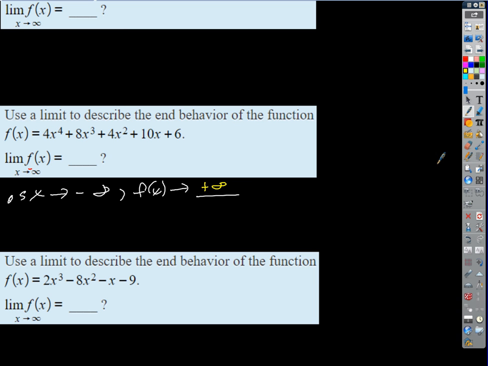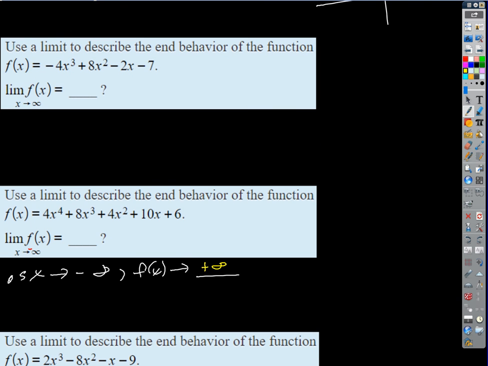Okay, what about this guy here? What if we're going to approach negative infinity, but now my leading term is odd? Think about what's happening there. As x approaches negative infinity, f of x approaches what?